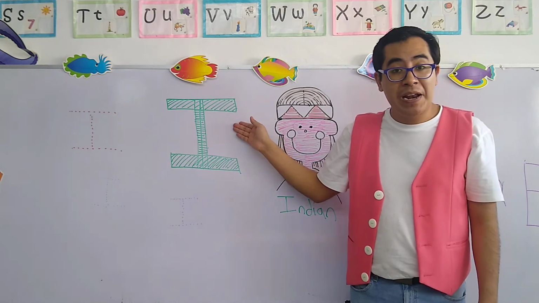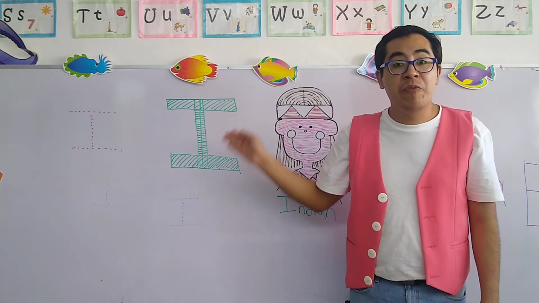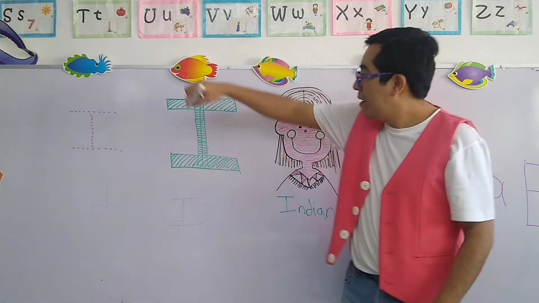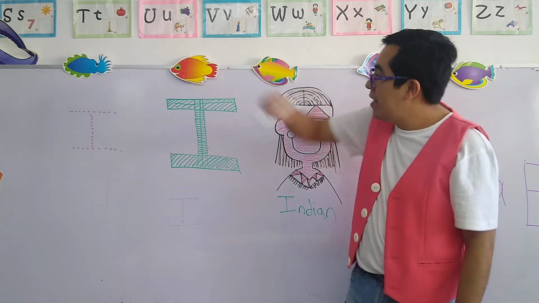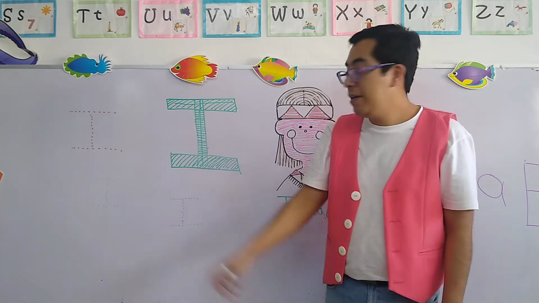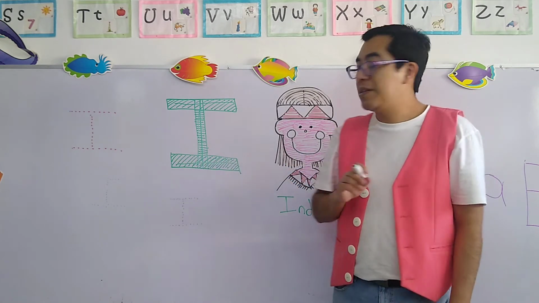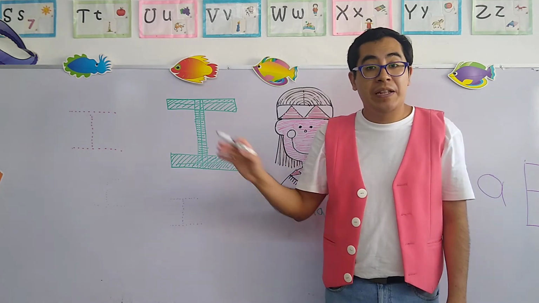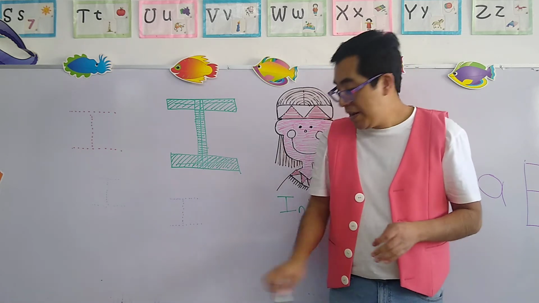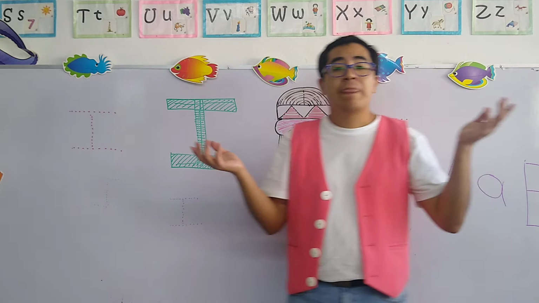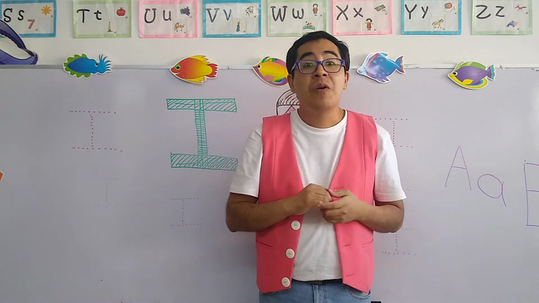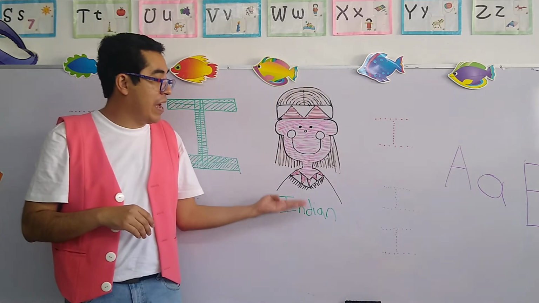Now, for capital I, as you can see here, we require 3 lines. We need 1 at the beginning, then in the middle, and finally at the end. We have 3 lines. And those 3 lines compose capital I. Now, what objects do we have for the capital I? Well, we have the Indian.